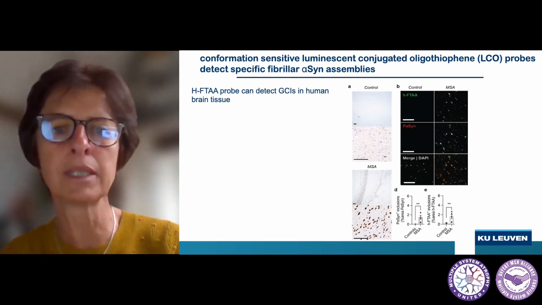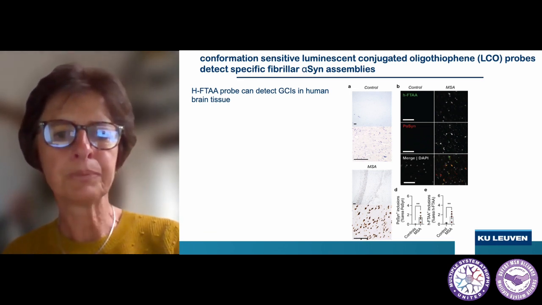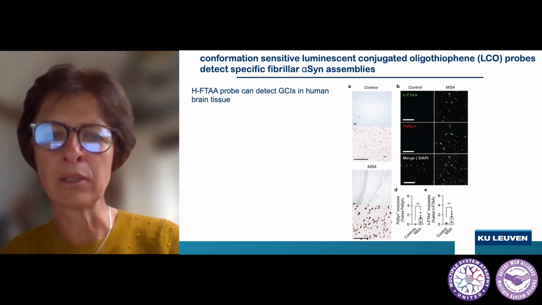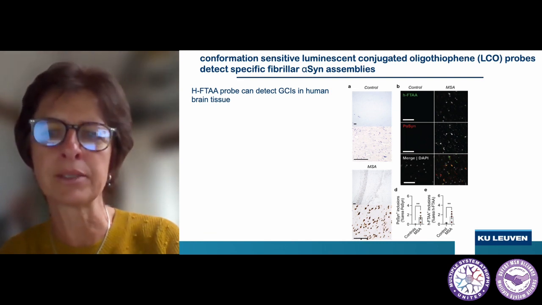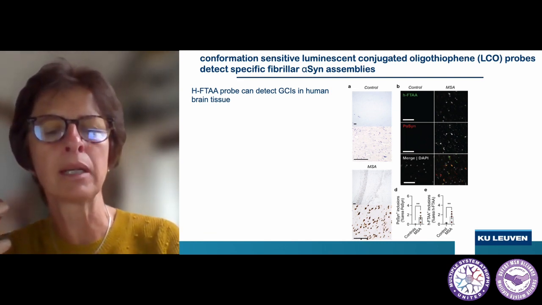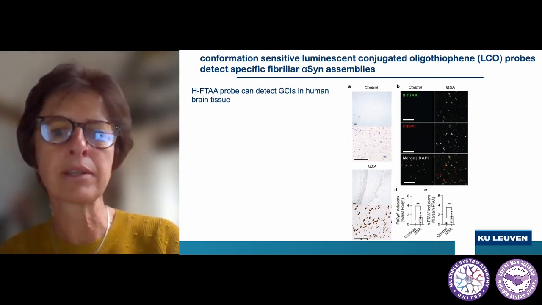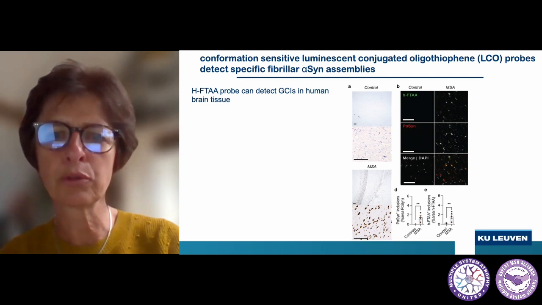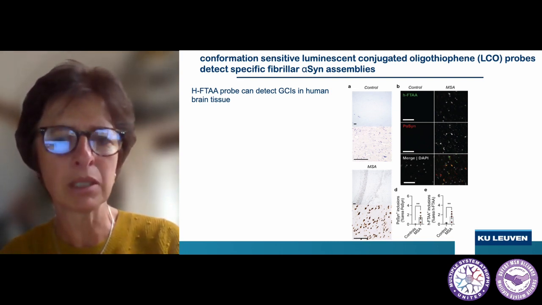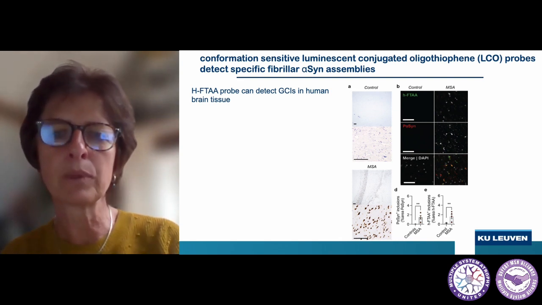Then what we also wanted to do is to look at the different alpha-synuclein assemblies. And so what we use are these kind of new probes. These are called luminescent conjugated oligothiophene, or LCO probes. What they do is they bind to fibrillar structures in a specific way. To first characterize them, we looked at brain of human control tissue or brain of MSA patients. We stained them either with phospho-alpha-synuclein, which is the marker for pathological alpha-synuclein, or with these probes.